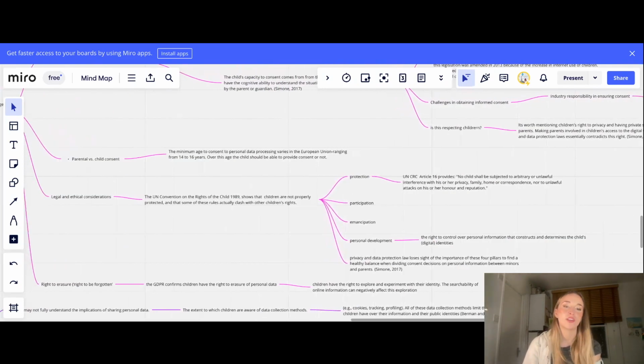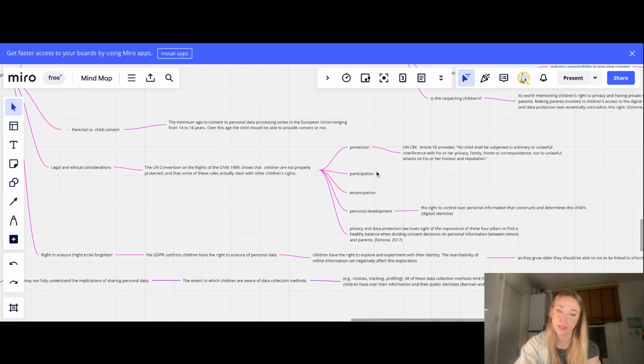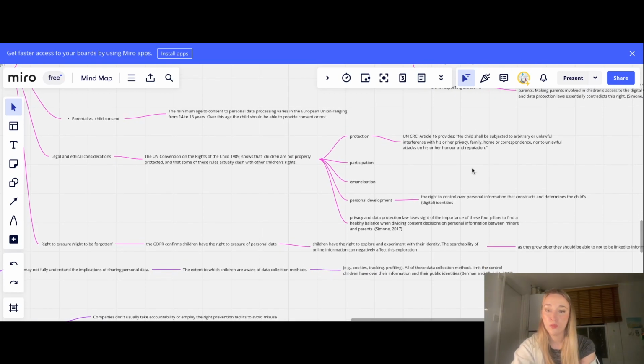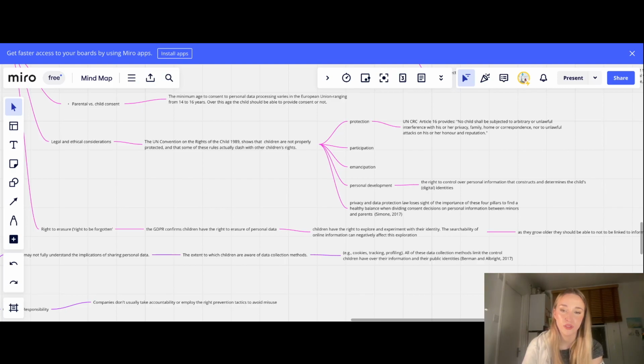Legal and ethical considerations. So the UN Convention on the Rights of the Child shows that children are not properly protected and that some of these rules actually clash with other children's rights. Is protection. So UNCRC Article 16 provides no child shall be subjected to arbitrary or unlawful interference with his or her privacy, family, home, or correspondence, nor to unlawful attacks on his or her honor and reputation. Other rights are the right to participation, the right to emancipation, the right to personal development, and the right to control over personal information that constructs and determines the child's digital identities. Privacy and data protection law loses sight of the importance of these four pillars to find a healthy balance when dividing consent decisions on personal information between minors and parents.